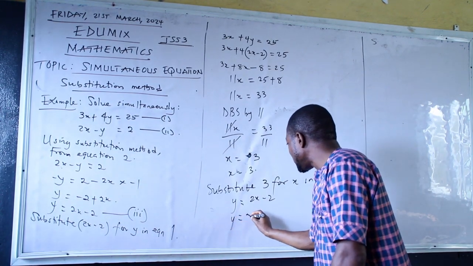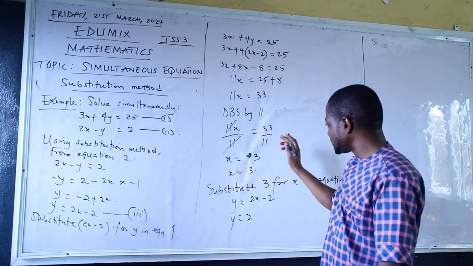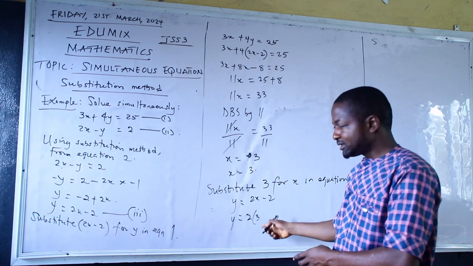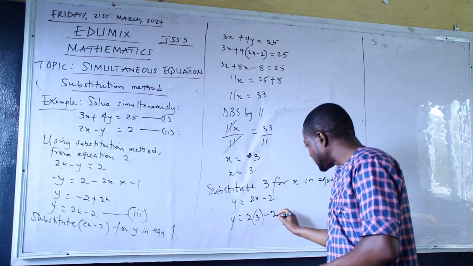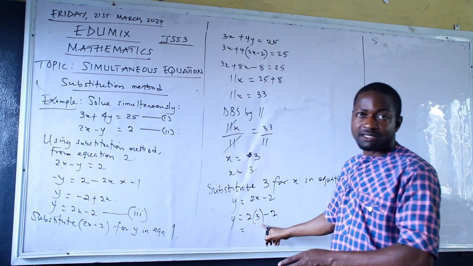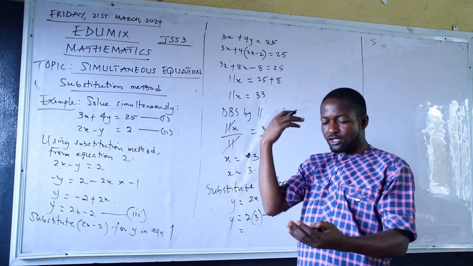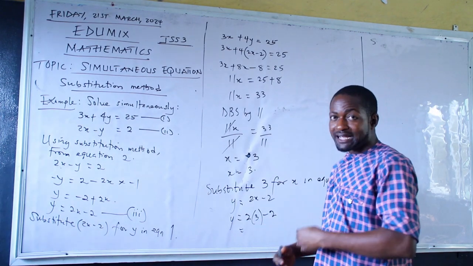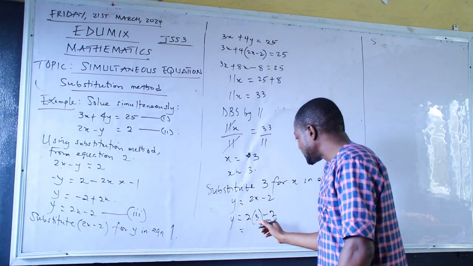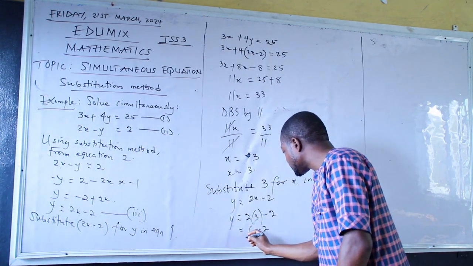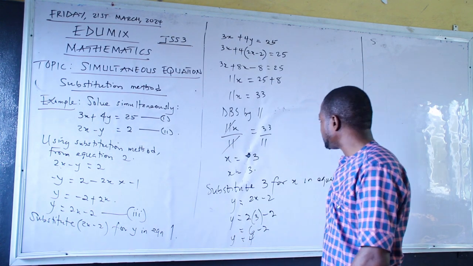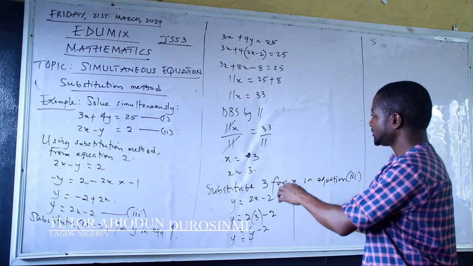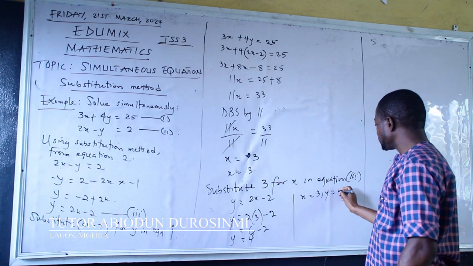Now anywhere I see x, I'll put 3. So y is equal to 2 into bracket 3, since x is 3. 2x means 2 times x. Now x is 3, 2 times 3 minus 2. When you see a bracket in mathematics, it means you have to multiply. Now 2 times 3 is 6. 6 minus 2, you have 4. That means y is equal to 4. So therefore, x is equal to 3, y is equal to 4.